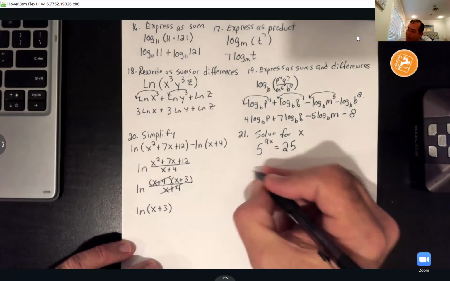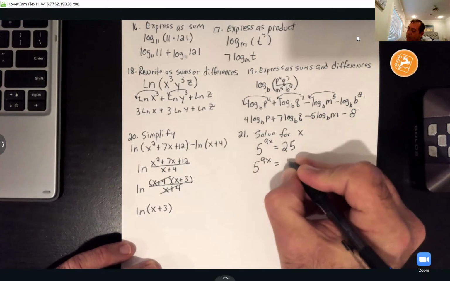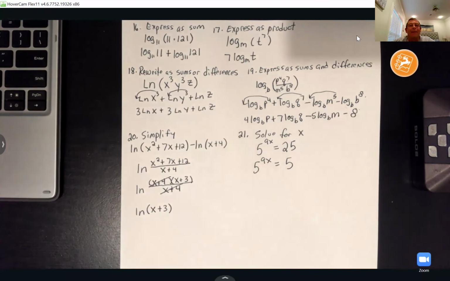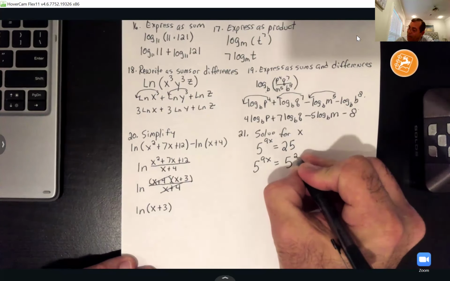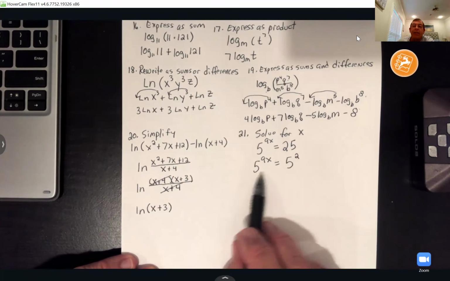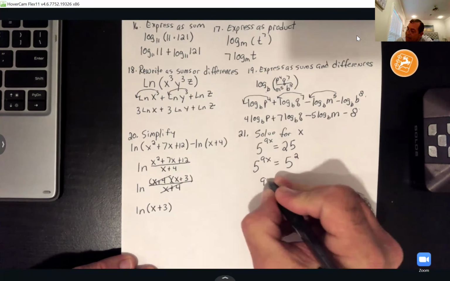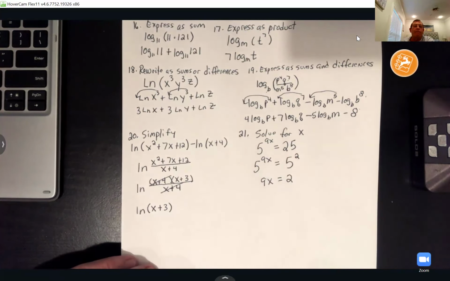So good job, I definitely can. So bring down that 5 to the 9x. That's going to equal 5. Well, what exponent? How many times you multiplying that 5 to get that 25? So 2 of them, there you go. So this is good because if these bases match, that means the exponents have to be equal. So that means 9x has to equal the 2.